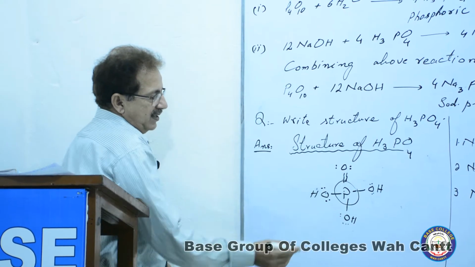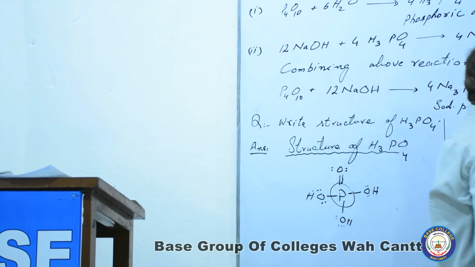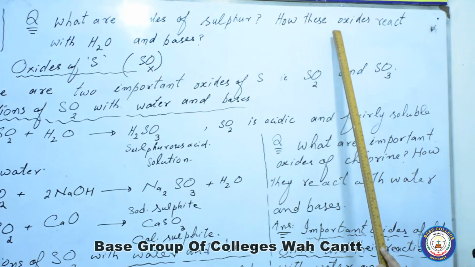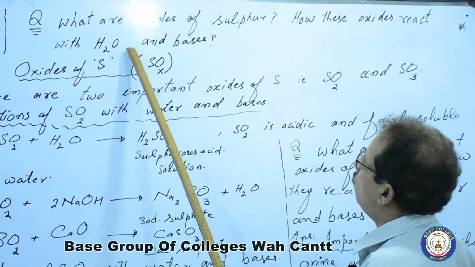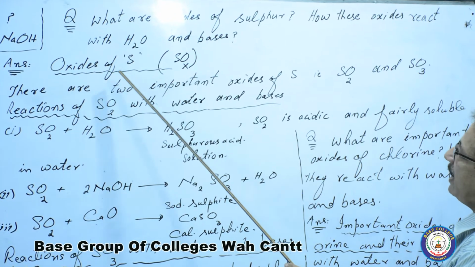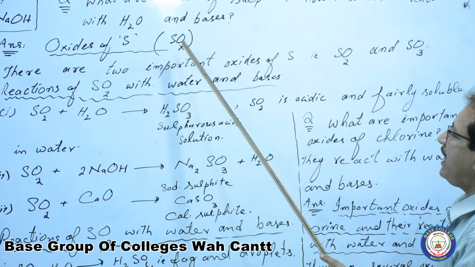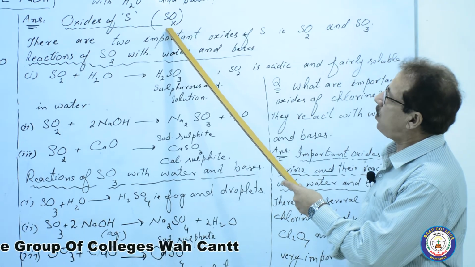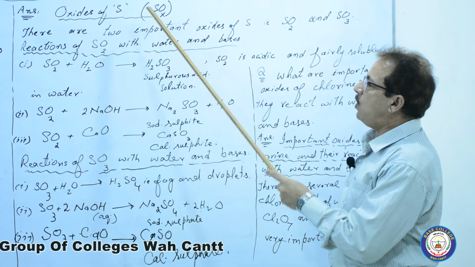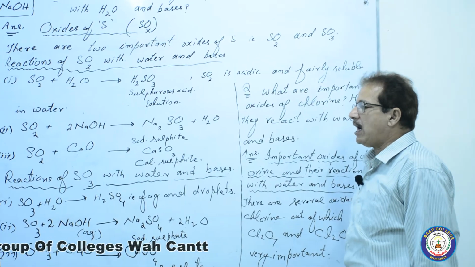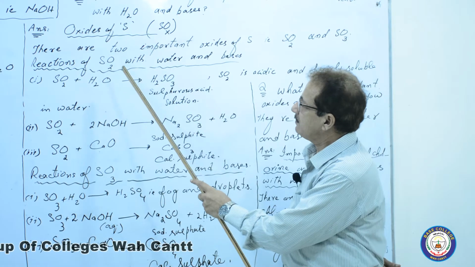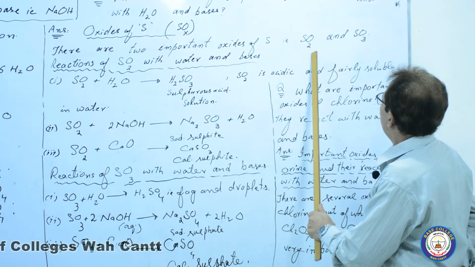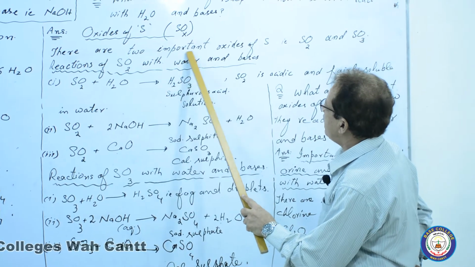Now next question: what are the oxides of sulfur? How do these oxides react with H2O and bases? Oxides of sulfur are represented as SOx. It means there are several oxides of sulfur, out of which 2 oxides are more important: one is SO2, and the other is SO3. SO2 and SO3 are important oxides of sulfur.